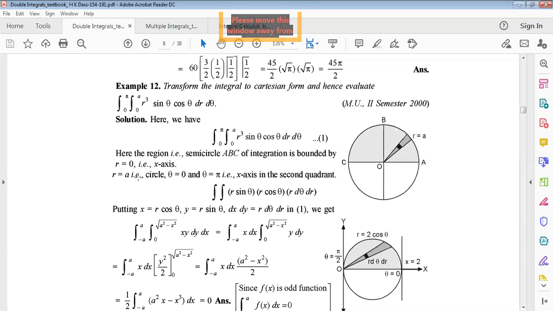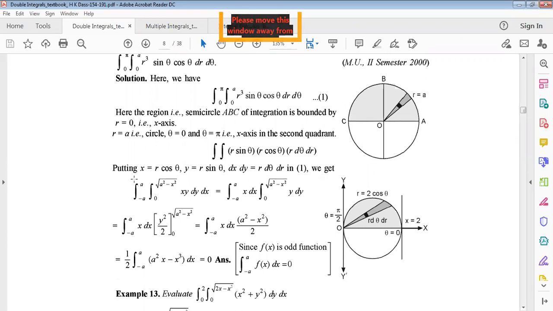And the angle will be what? 0 to pi. To complete the semicircle, 180 degrees must be completed. So the angle starts from 0 and finishes at 180 degrees, that means pi. So the x-axis of the second quadrant can be written as r cos theta, r sin theta, r d theta dr.